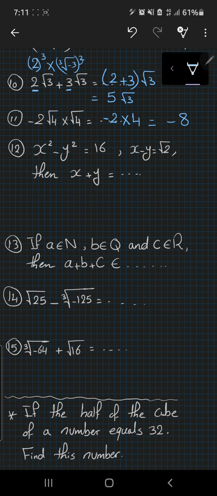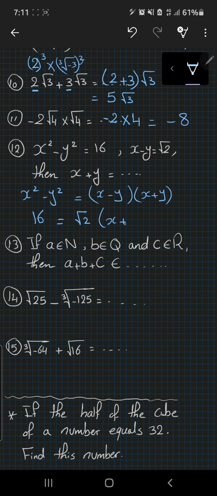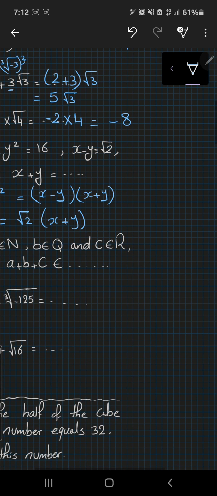x power 2 minus y power 2 equals 16. We said before, what's the meaning of x power 2 minus y power 2? Open two brackets: (x minus y)(x plus y). Okay, by substitution, x power 2 minus y power 2 equals 16 equals (x minus y) which is root 2 times the bracket. And we want to know x plus y. The x plus y bracket is unknown. We want to get the bracket alone by dividing by root 2.